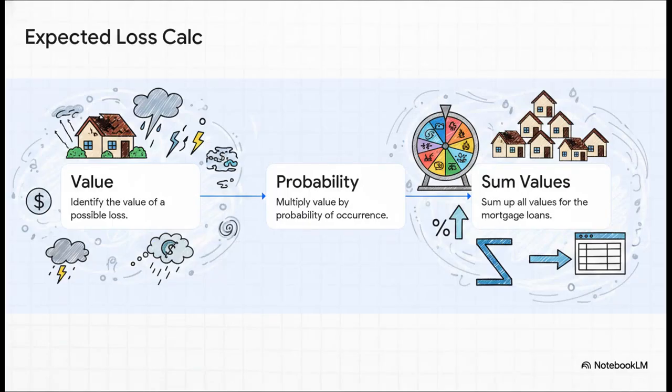And calculating our second pillar, expected loss, well, that requires a pretty systematic step-by-step formula. First up, you identify the value of a possible loss for a mortgage loan. Second, you multiply that value by the probability of that specific loss occurring. And finally, step 3, you sum up all of those values across your relevant mortgage loans. That final sum gives you your total expected loss attributable to weather-related natural catastrophes. It basically turns the total unpredictability of nature into a hard, modeled financial figure.